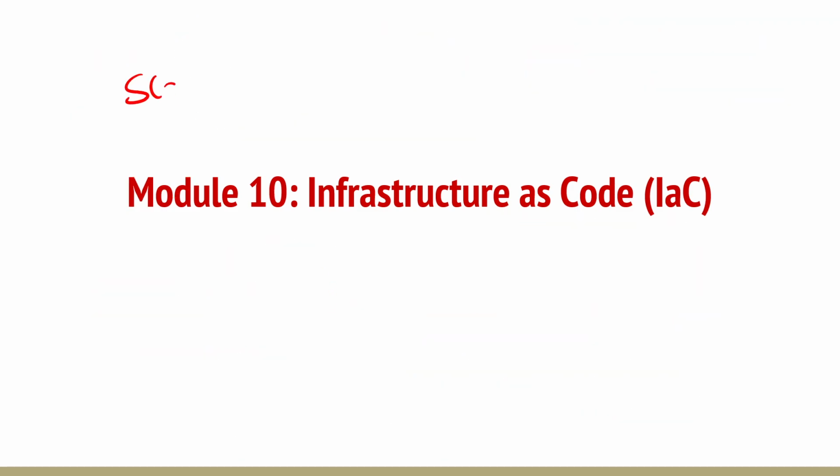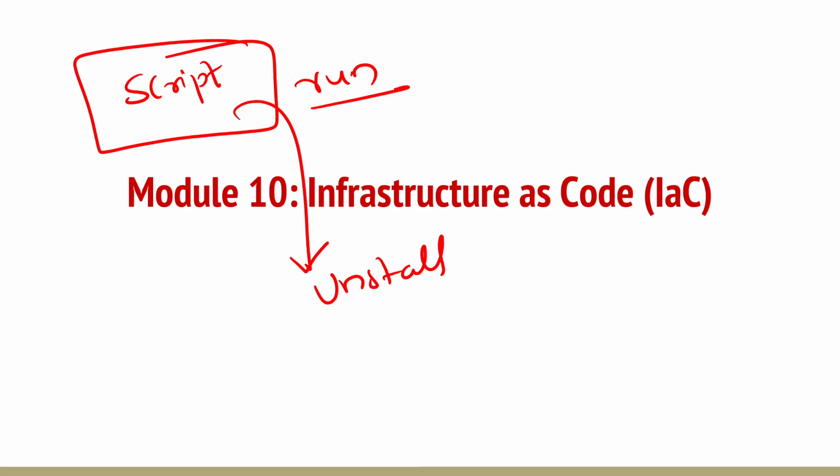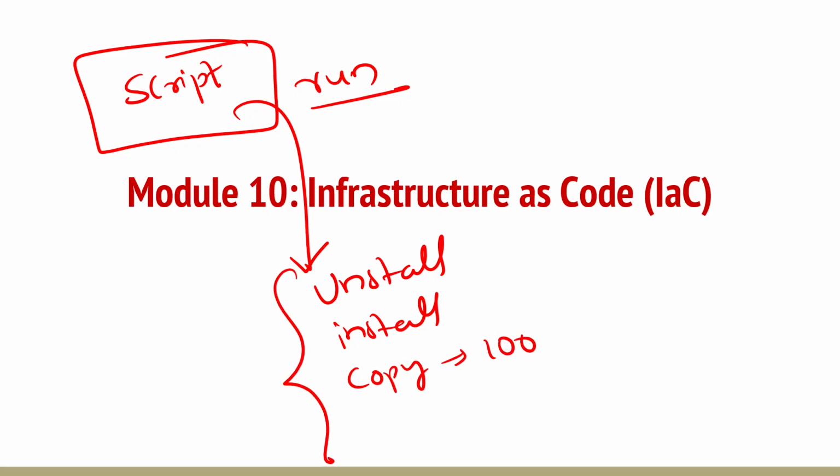So, I have a ready-made script available with me. That script I just run. Once I do, it will automatically do all those things: uninstalling the old semester software, installing new software, copying the code into 100 machines. All that task which we were doing manually before is now running through a script. Just one script will automate it. This is not one example. There are hundreds of use cases where infrastructure as code is required in the whole process of DevOps.